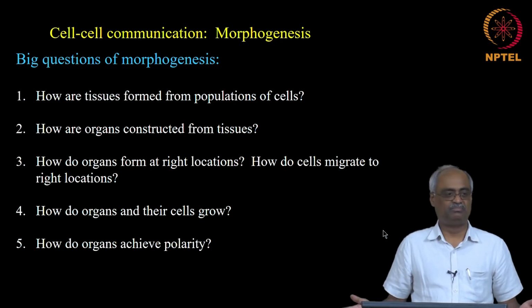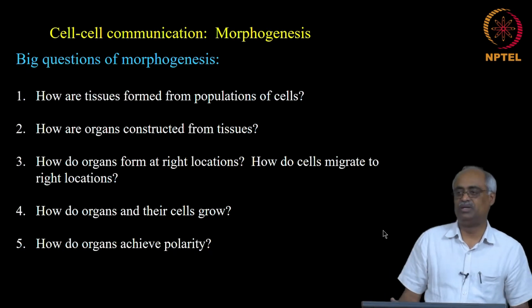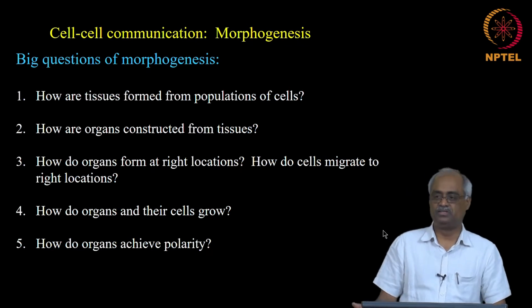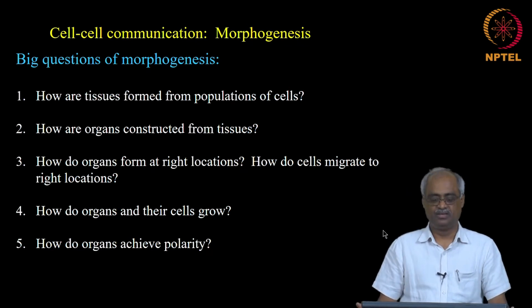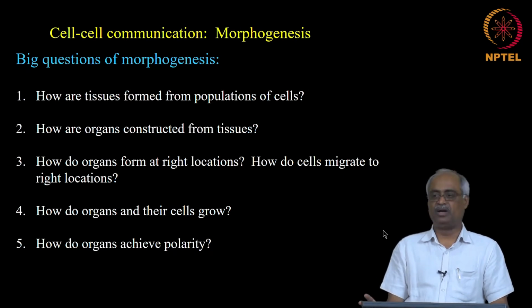You have populations of cells, but each cell type has to organize into a particular tissue type, because many organs are made up of multiple tissues. The example used in the book is eye development. In the eye you have the retina, cornea, lens, and so on, and all of them together make an organ, the organ being the eye.